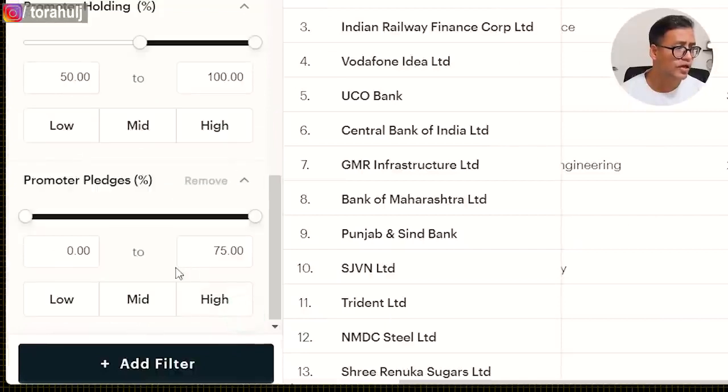Let us now look at the promoter's pledges. So we are going to only select those stocks or those companies where the promoter's stakes are not pledged by more than 5%. So let us go ahead and put the 5% here.